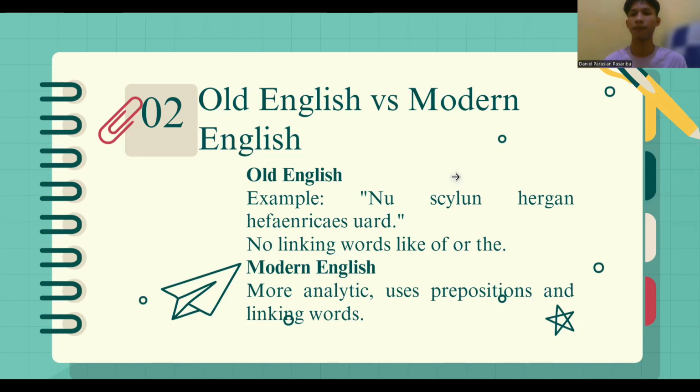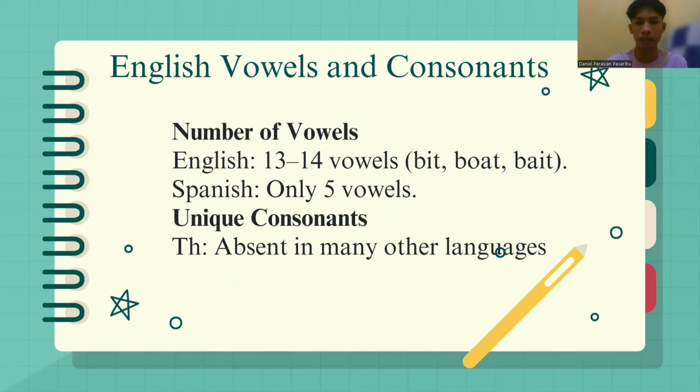Next slide. English vowels and consonants. Number of vowels. English has a complex vowel system with around 13 to 14 vowel sounds. For example, beat, bed, bot. This complexity contrasts with languages like Spanish, which have only 5 vowels. Unique consonant. The th sound is a defining feature of English, present in words like thing and this. It is rare and challenging for speakers from other languages.